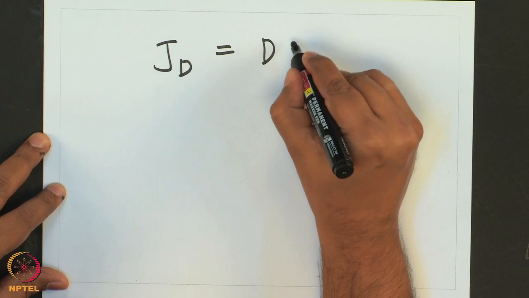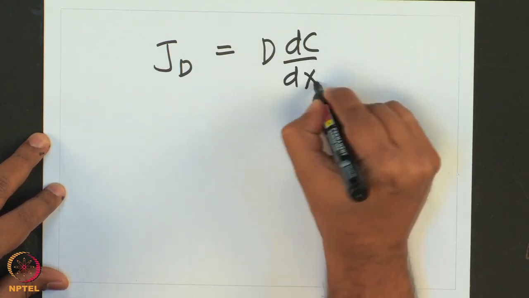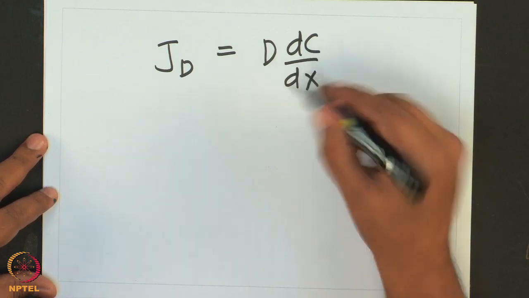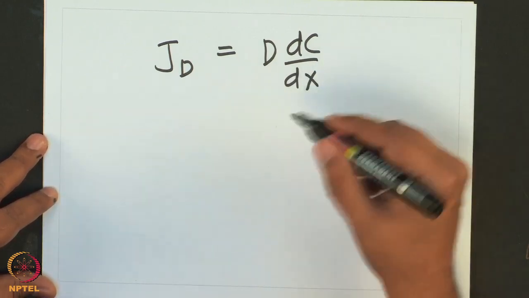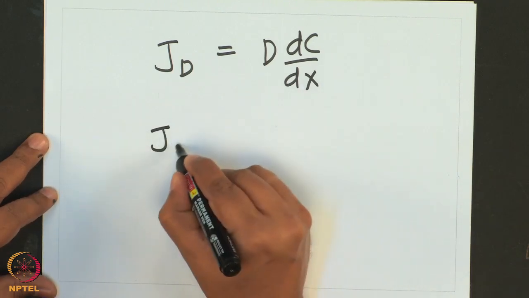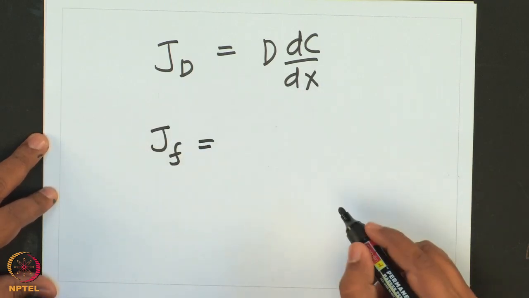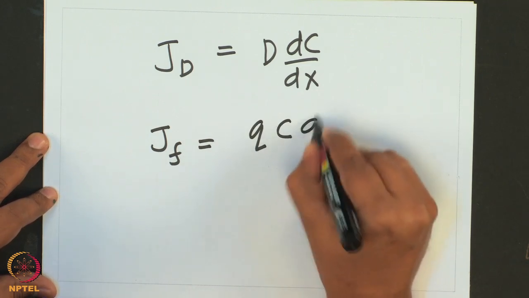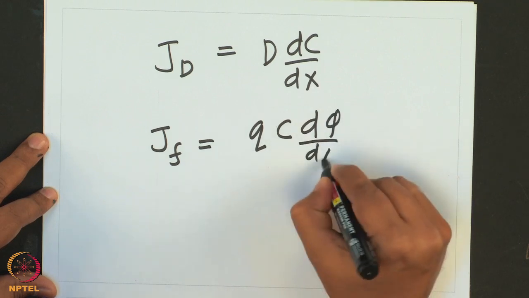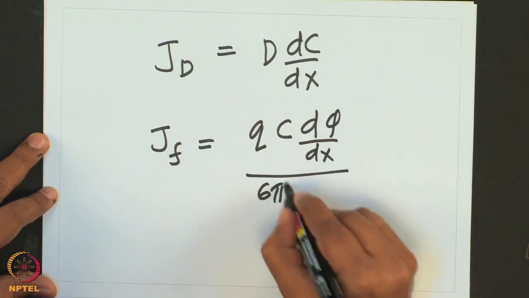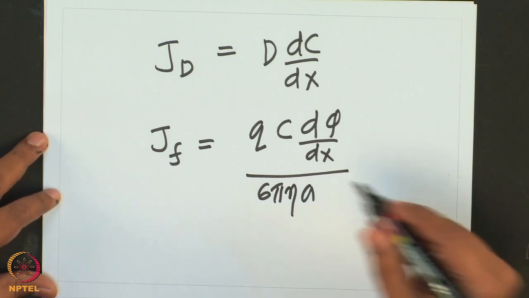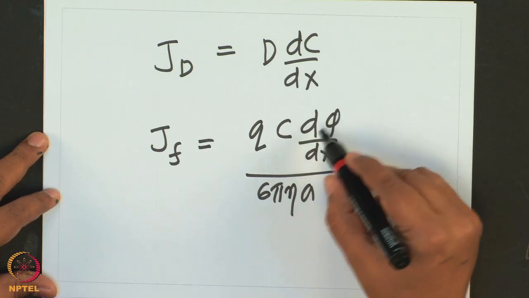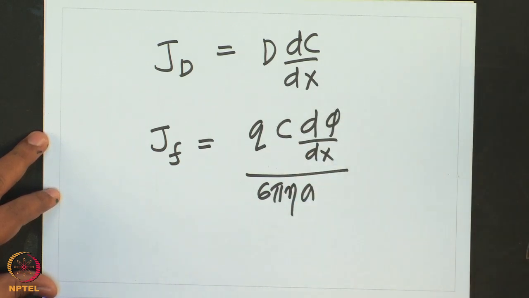So D dc by dx. I write the ordinary derivative because there is no partial derivative, since this is independent of time. I am going to discuss everything in equilibrium. So this is going to be q C d phi by dx divided by 6 pi eta a. Wherever there was an F, I substituted the formula that we had written earlier.